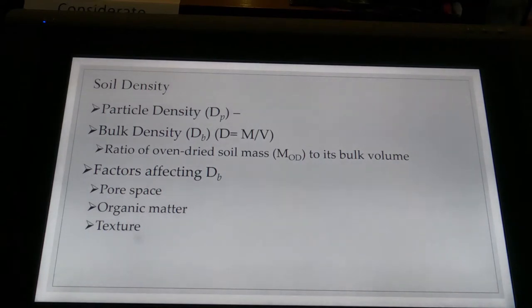Texture: sand, silt, and clay. So soils with more clay are going to have typically lower bulk densities. It might not sound like that because you would think that with a smaller particle size, you could actually fit more into a little ring, but actually because of that small size and the charge and everything that goes along with it, you actually have more micro pore space.